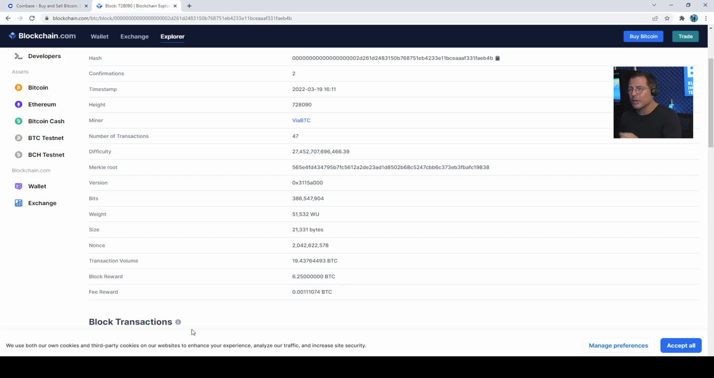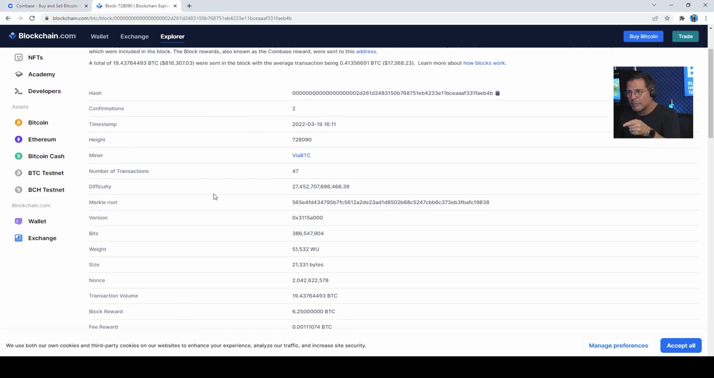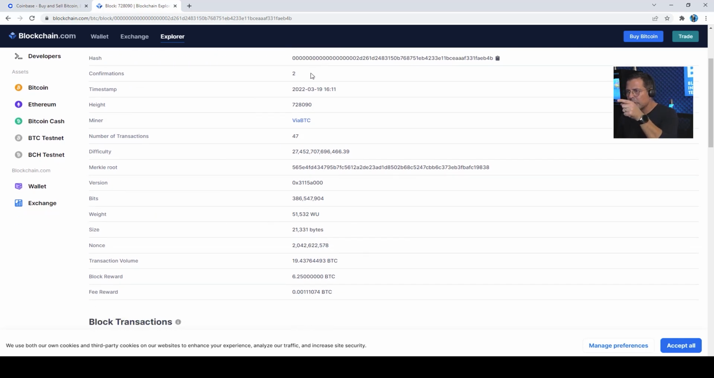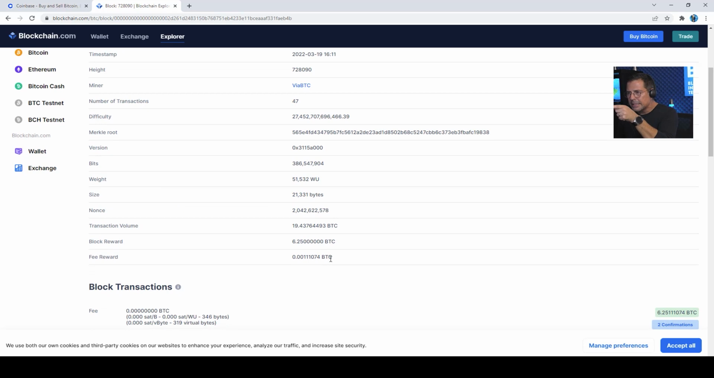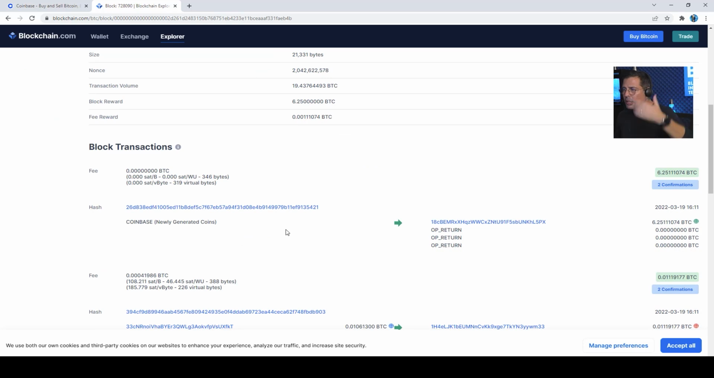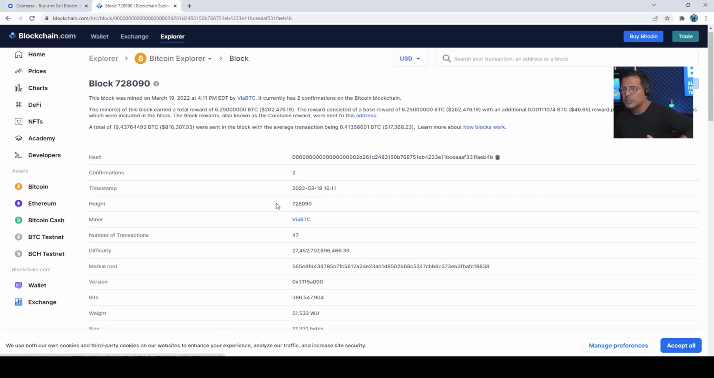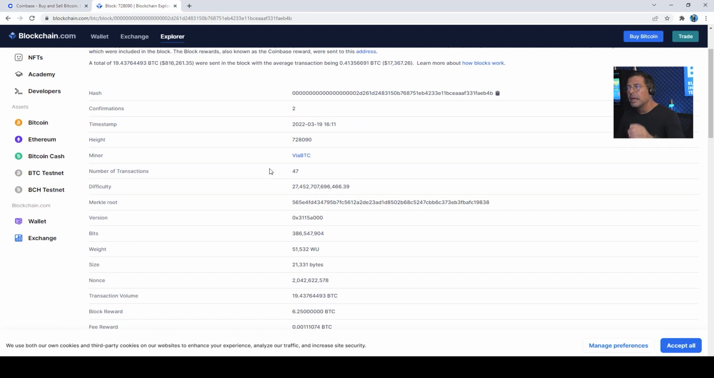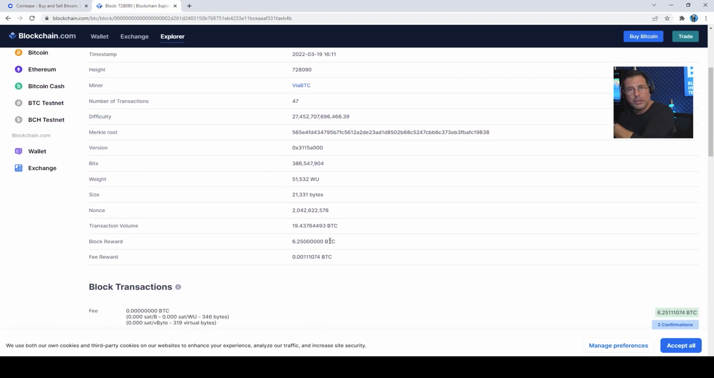So if we look at this block right now, you'll find that this specific block has 0.00111074 Bitcoins in rewards for having the transactions that are included in this block. So this entire block and all the transactions that it included gave this miner not only 6.25 new Bitcoins, but also 0.00111074 Bitcoins, which consisted of transaction fees they received from all the transactions they included in that block.